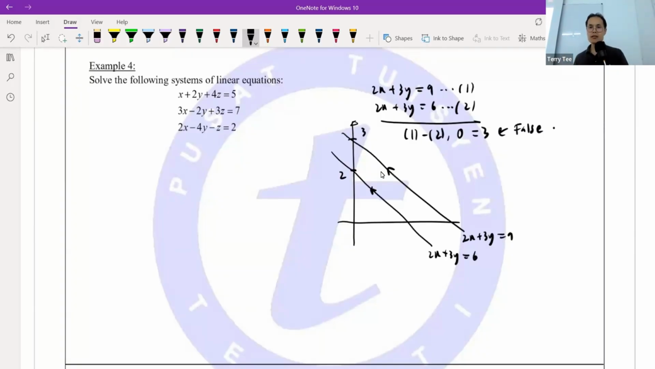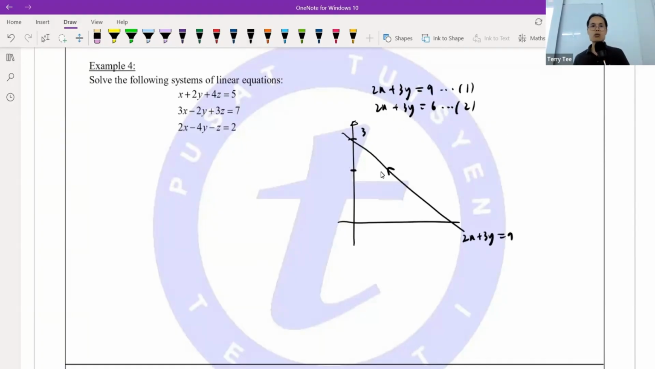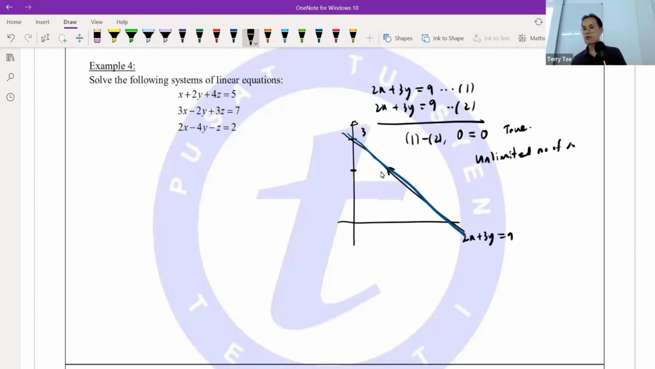On the other hand, let me just rub this off. Now, let's say you solve these two equations, and you find that the first equation and second equation are both the same. They both have the same value, 2x plus 3y equals 9. If you try to solve them by elimination, we take equation 1 minus 2, you should get 0 equals 9 minus 9, 0. Which is a true statement. In this case it means that both lines overlap each other. When they overlap each other, how many solutions do you have? We say unlimited number of solutions.